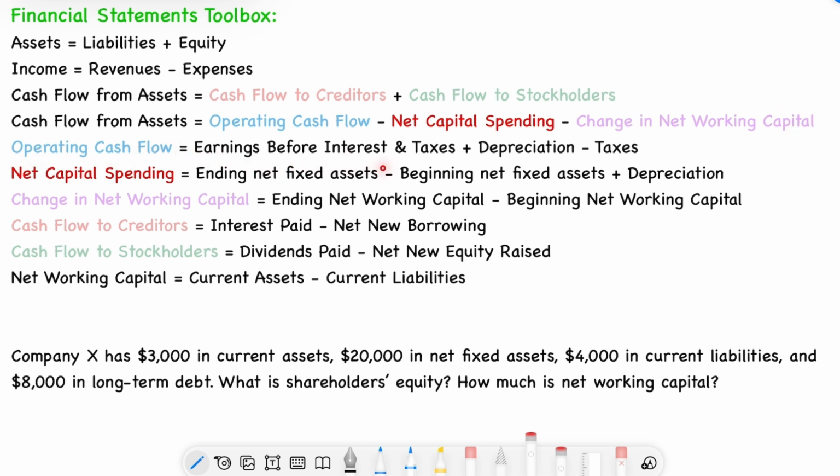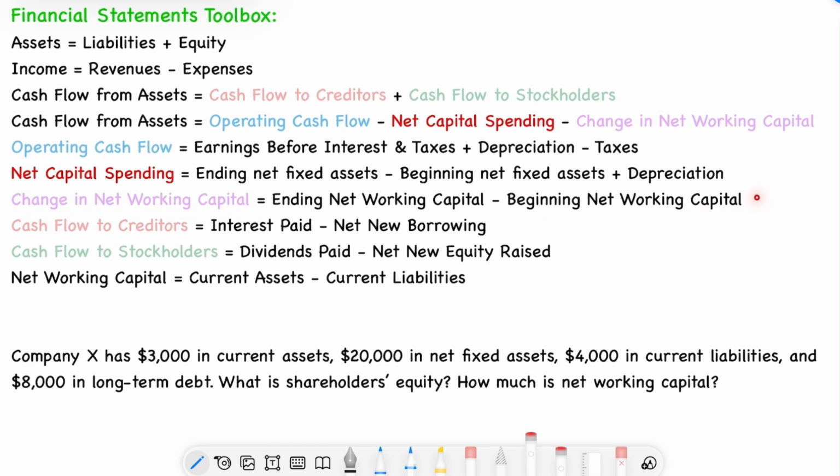We have an equation for operating cash flow. We have this thing called earnings before interest and taxes. We'll see that later on, but basically it's just another way of saying our income, except we don't include interest and taxes. Plus depreciation minus taxes. These will usually be given in the problems, or there will be a way to find it in the problem. We have net capital spending. It's our ending net fixed assets minus our beginning net fixed assets plus our depreciation. That's everything we spend on assets.